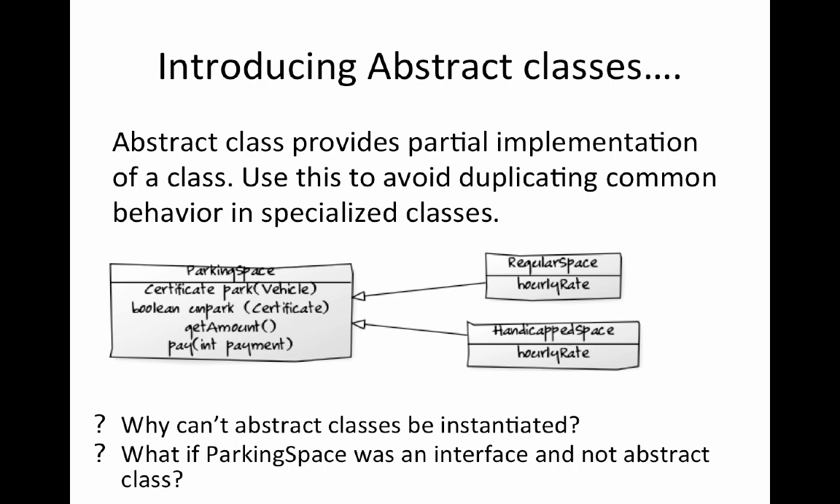On the other hand, you could also prevent creating an object of type parking space by making it an interface and not an abstract class. But if you were to make it an interface, all these methods would have to be re-implemented in both the regular space class and the handicapped space class, which I think is an unnecessary duplication of code, because these behaviors are exactly the same for regular space and handicapped space.